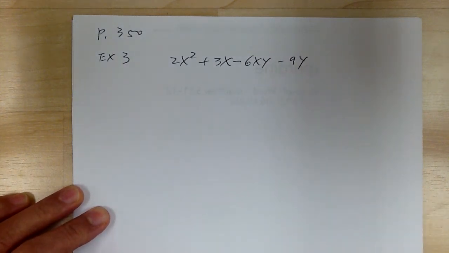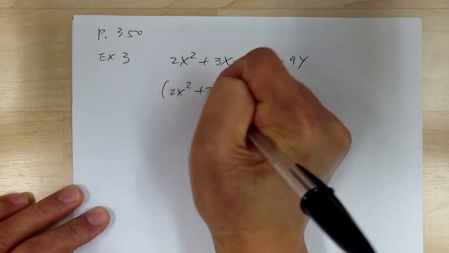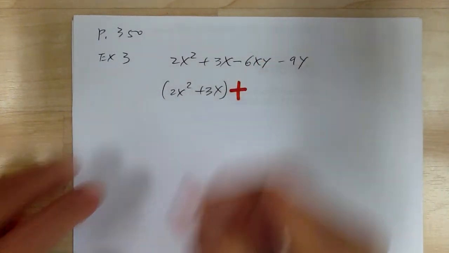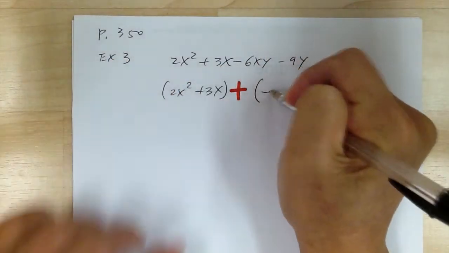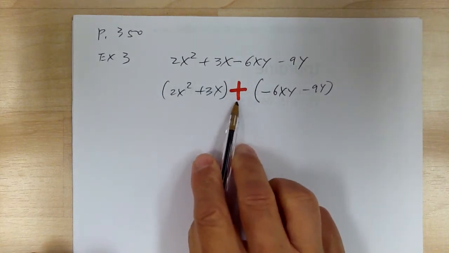So you got 4 terms, so that's step 2C, the grouping. So again, you group the first 2. And remember what I said, you always put a plus between the groups. Always. So this would be negative 6xy minus 9y. Again, you always put a plus between the groups.